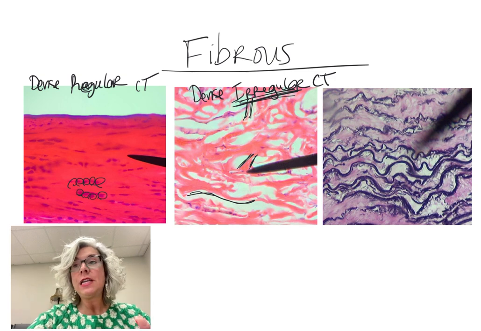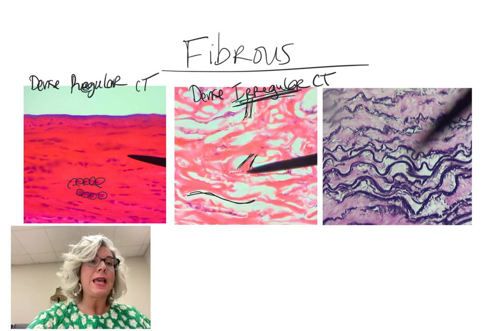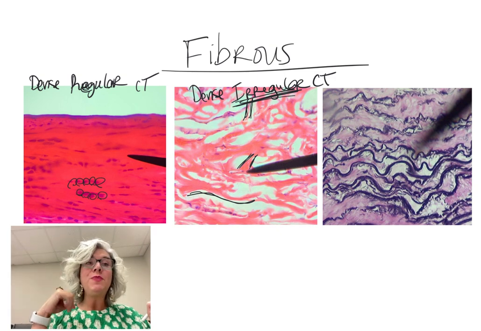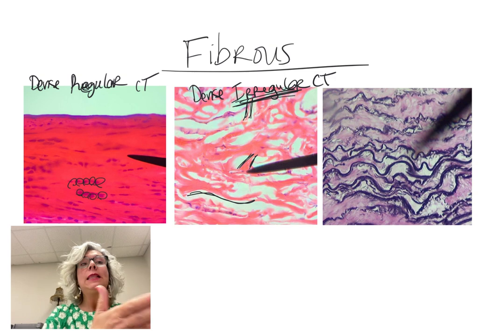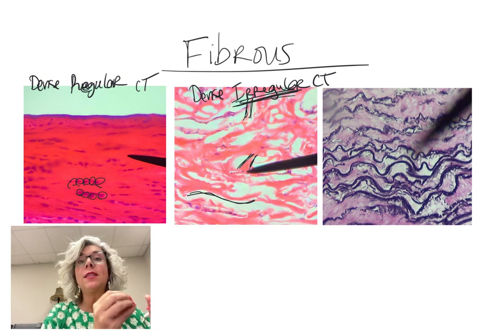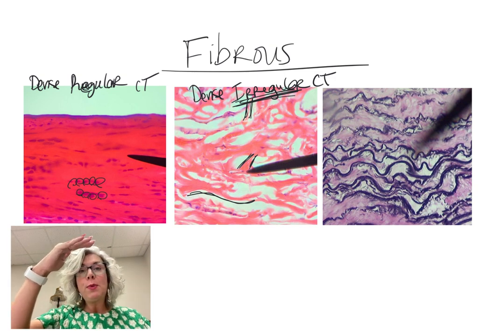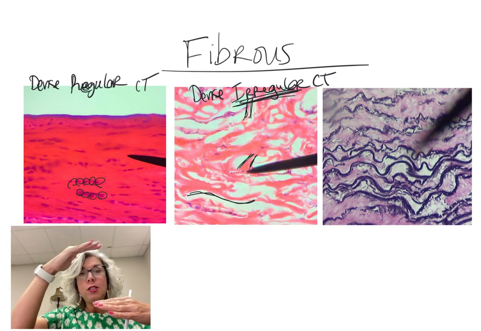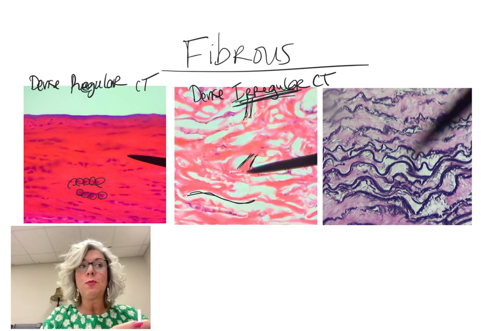It's found in areas like the dermis of the skin, fibrous capsules of organs, joint capsules, where you may have movements in different directions. So dense irregular CT, this particular picture is actually taken from the dermis of the skin. So remember, outer layer of the skin is called epidermis, lower layer of the skin is called the dermis. Dense irregular CT is found in that dermis, that dermal layer.